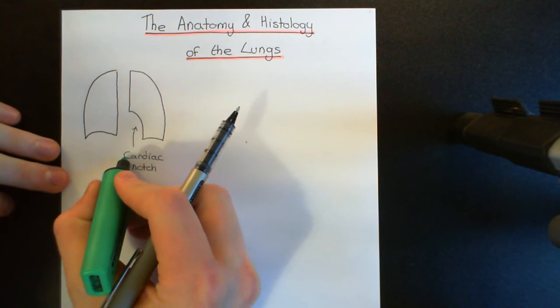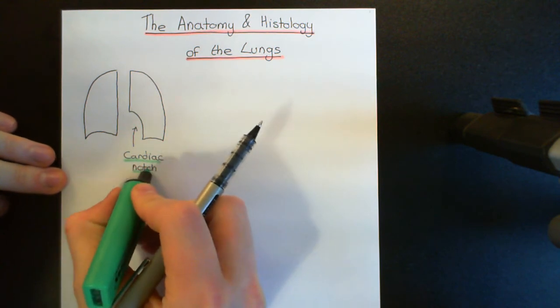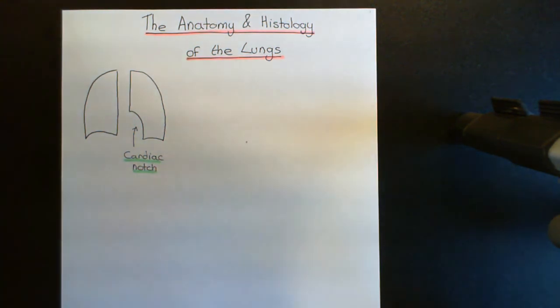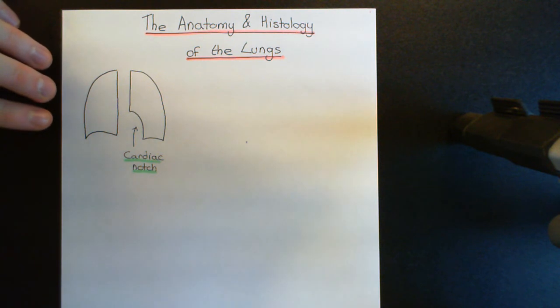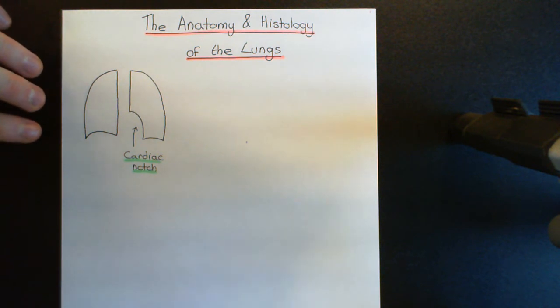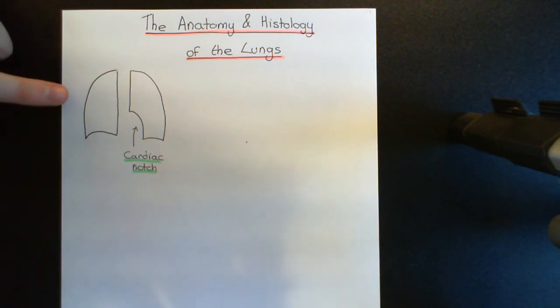So this is the cardiac notch, this indentation in the left lung to make room for the heart. So that's all very basic. So, what I now want to show you then is the different fissures in both of the two lungs, which divide the lungs into lobes. So we'll start off with the right lung.